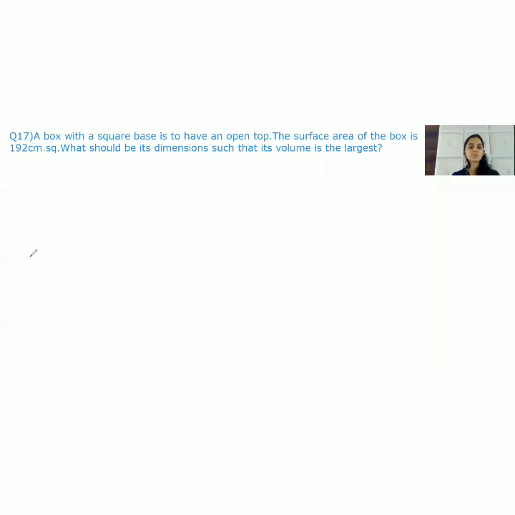Yes, let us begin with question 17. A box with a square base is to have an open top. The surface area of the box is 192 centimeters square. What should be its dimensions such that its volume is the largest?